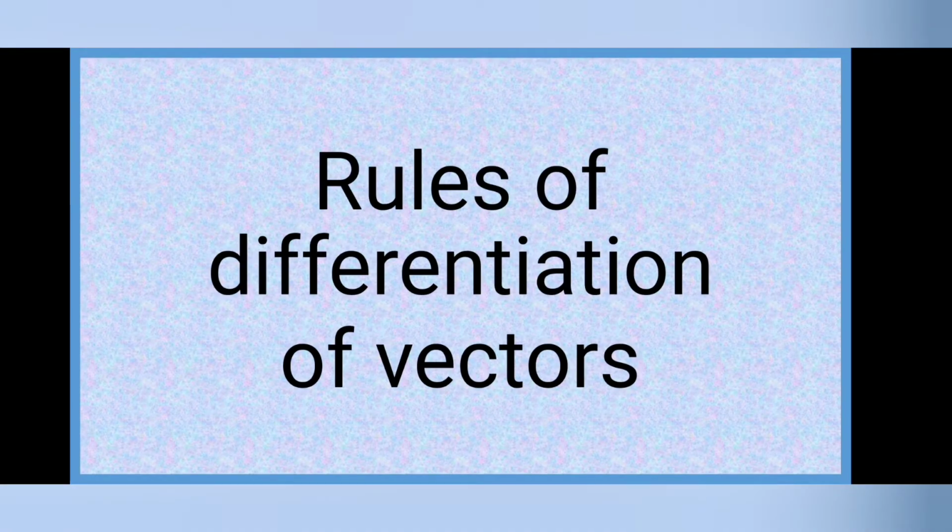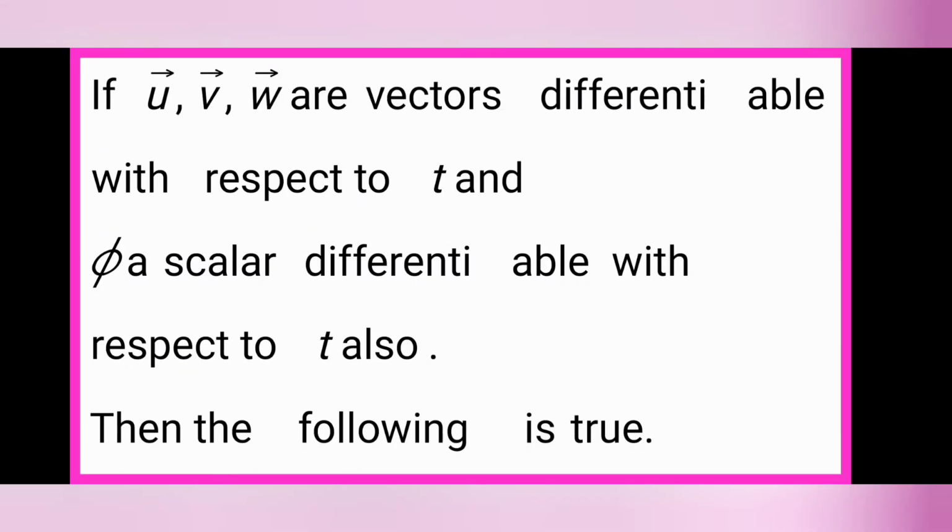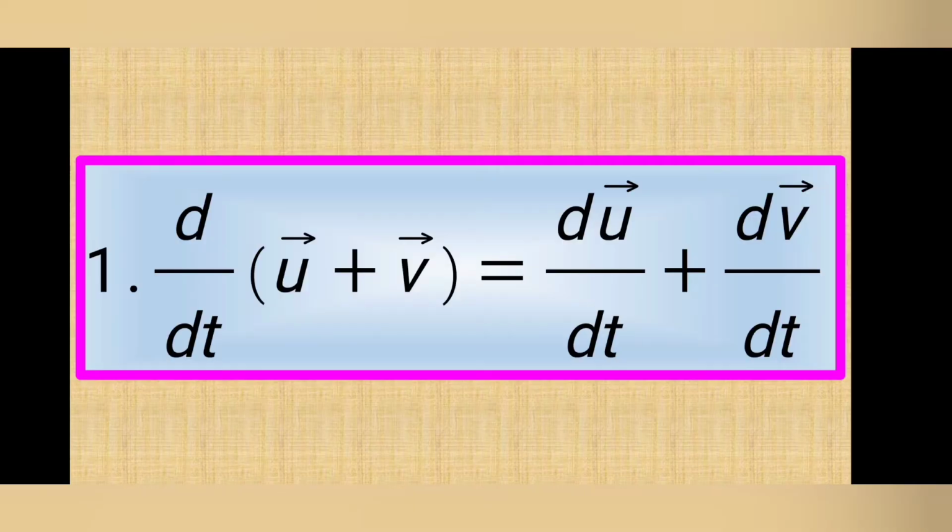This video is on the rules of differentiation of vectors. If we have three vectors u, v, and w, differentiable with respect to t, and a scalar phi also differentiable with respect to t, then the following rules of differentiation hold.